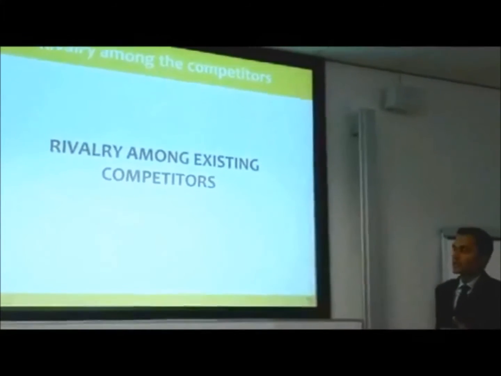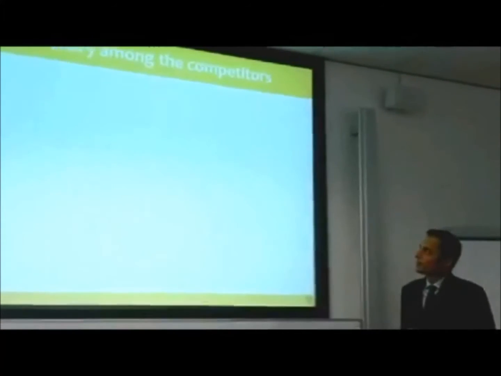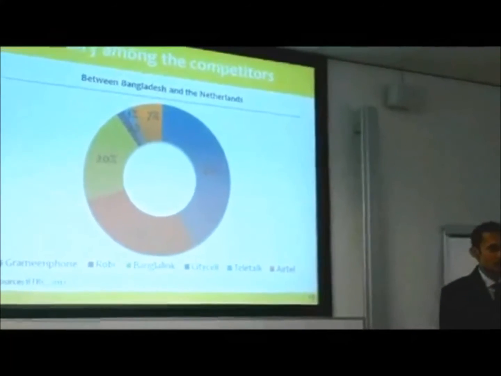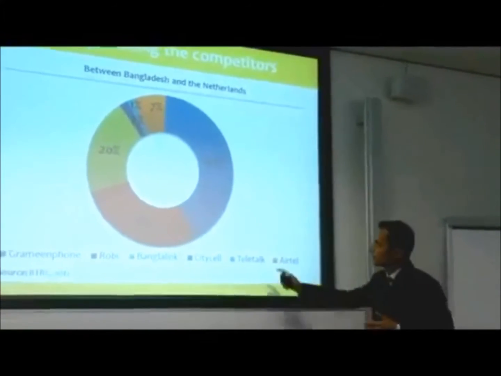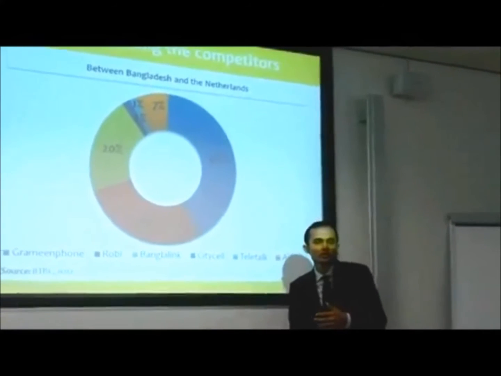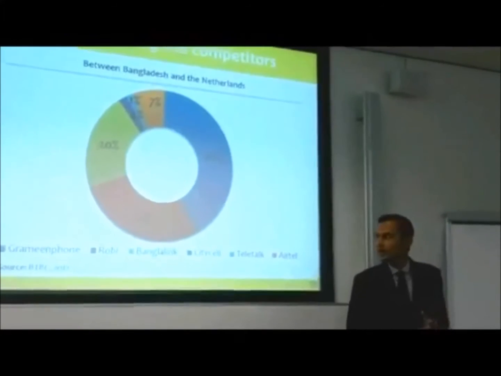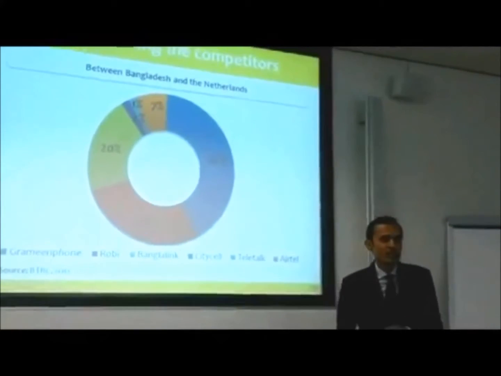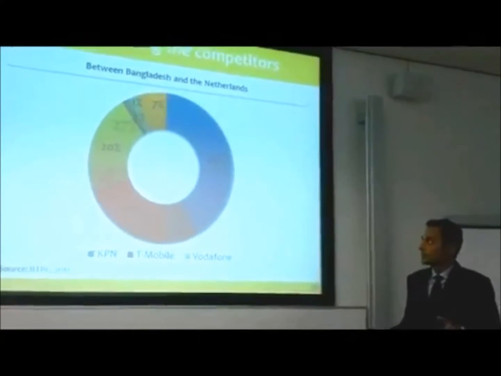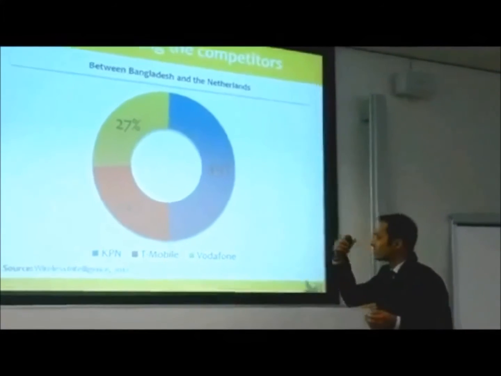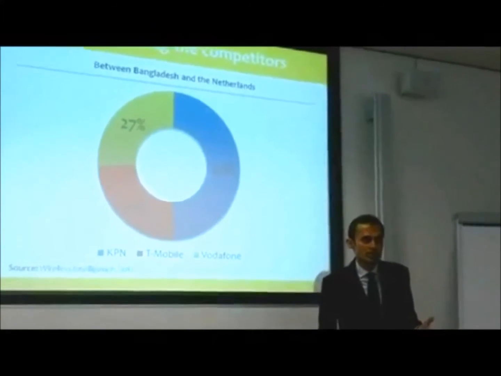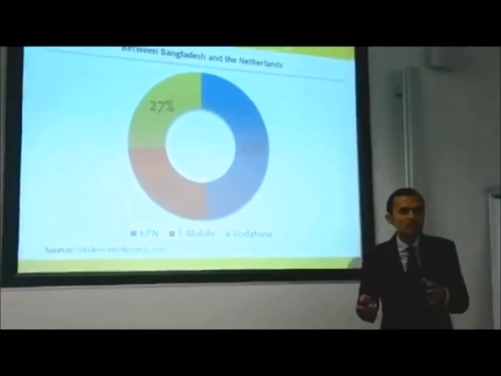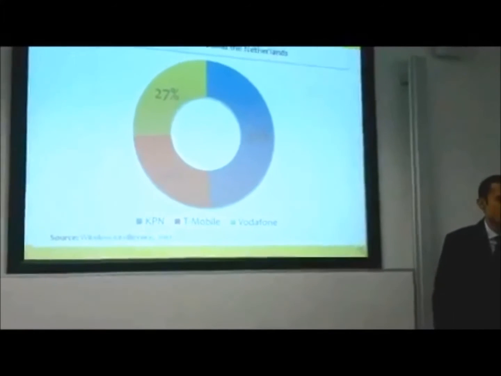Now, looking into rivalry among the existing competitors, I'll give you an overview of what's in Bangladesh and Netherlands. Right now, there are 6 operators in my country. Grameenphone has 42% of the market share, a huge market share. The rest, 2 are mid-sized and the other 3 are still struggling. In Netherlands, it's more or less the same. KPN has 49%, a strong market share again, dominating, whereas T-Mobile and Vodafone share the rest. So it shows there's an imbalance in market share, right?